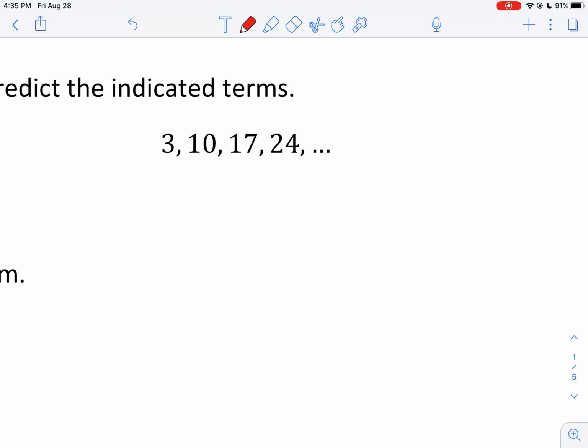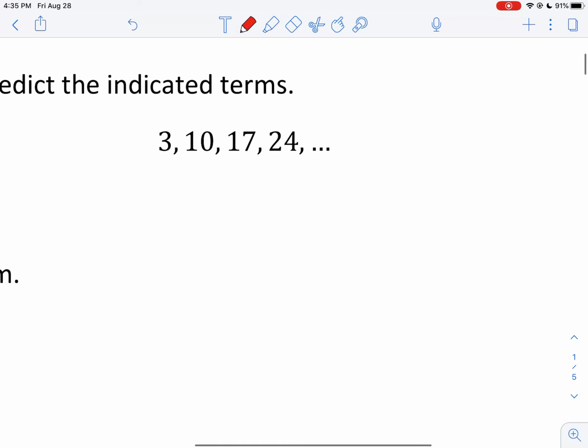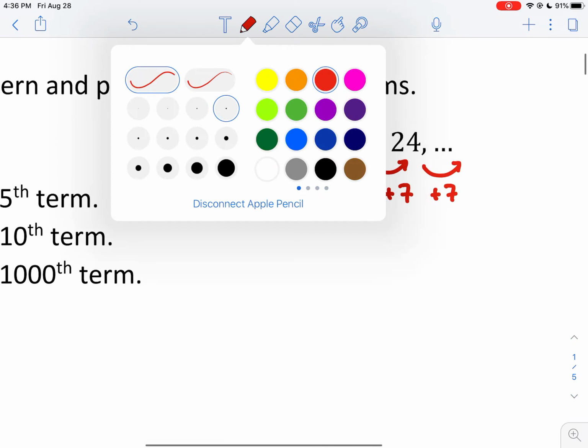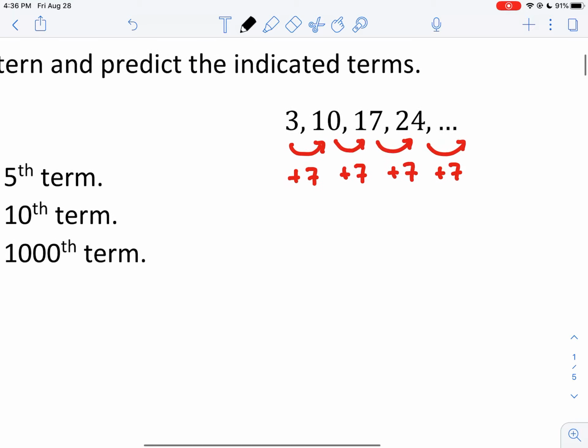Well, in this particular case, to go from 3 to 10, if I'm thinking addition, I do see that I just need to add 7. And then that happens to continue here as well, and here as well. So this appears to be a pattern of addition, meaning that the next term, if I just add 7 again to 24, I should arrive at the 5th term. And 24 plus 7 gives us 31.